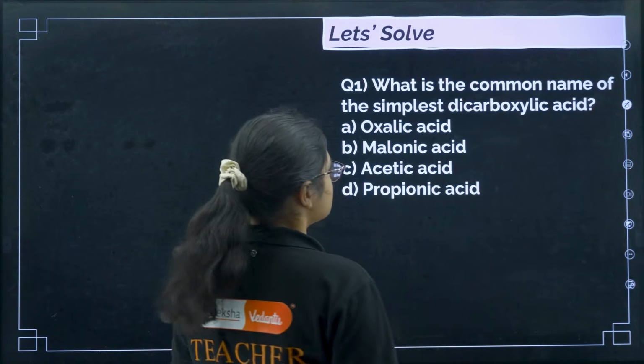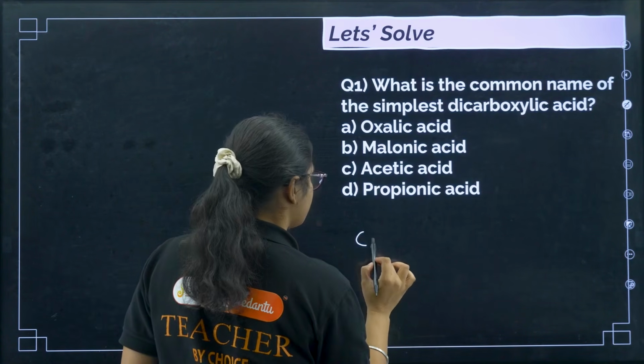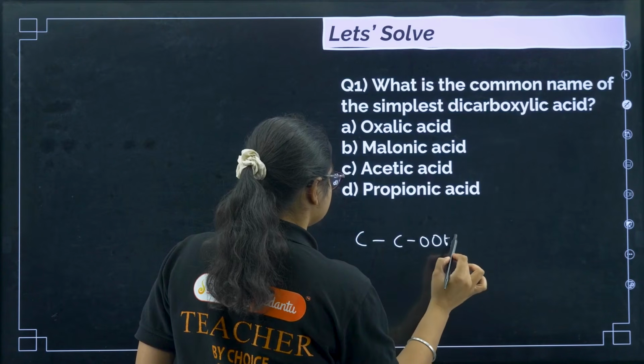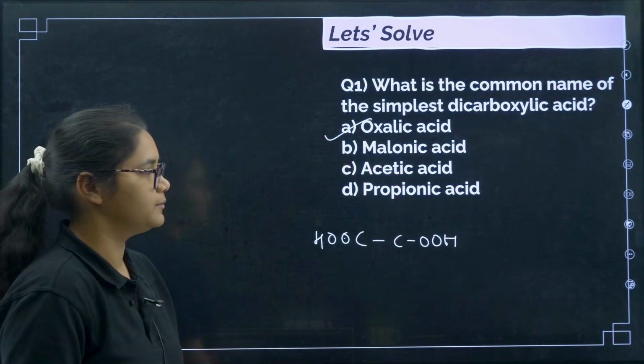Now here's a question: what is the common name of the simplest dicarboxylic acid? We know the simplest dicarboxylic acid is this one, that is your oxalic acid. So option number A here.